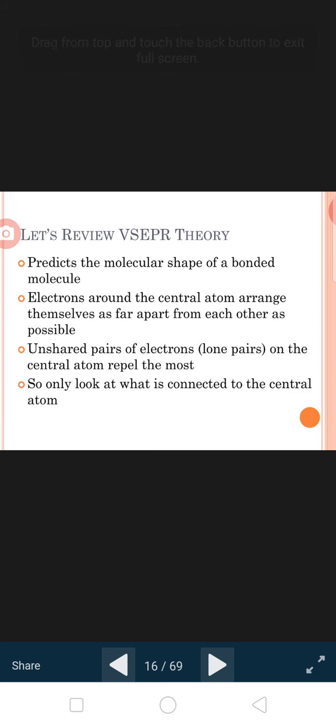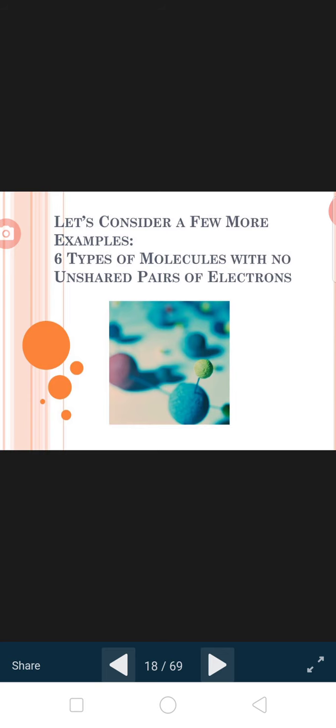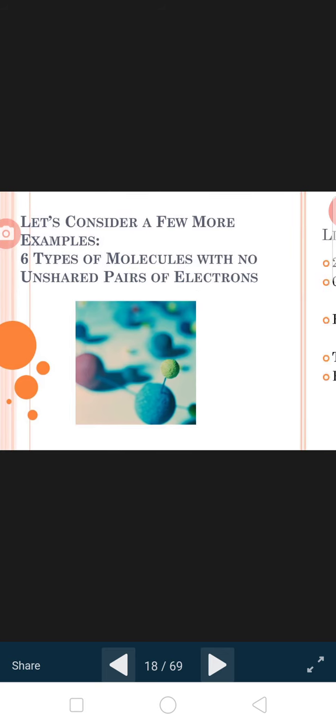Let us review the valence shell electron pair repulsion theory. Predict the molecular shape of the bonded molecule. The electrons around the central atom arrange themselves as far apart from each other as possible. Unshared pairs of electrons, lone pairs on the central atom, repel each other most. So only look at what is connected to the central atom. Let us consider a few more examples.